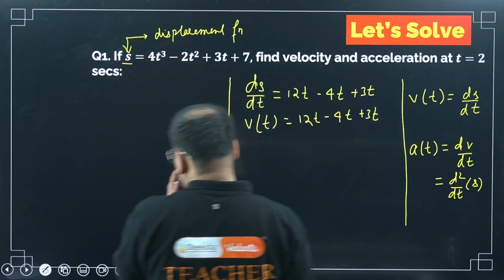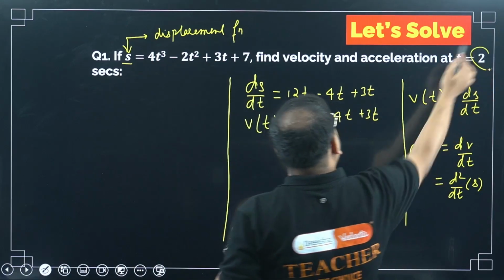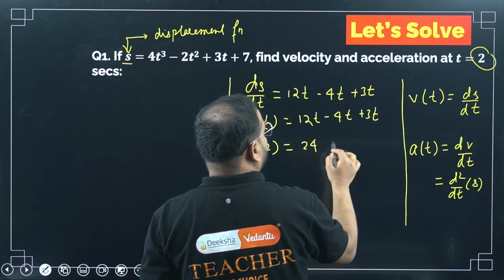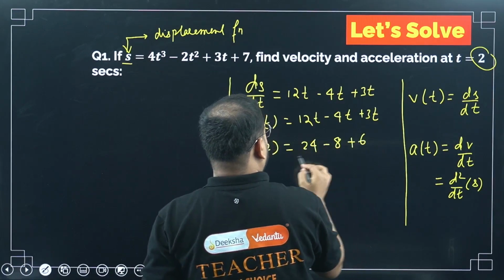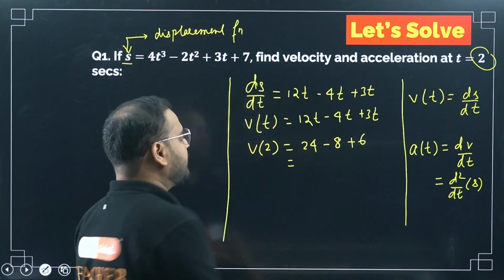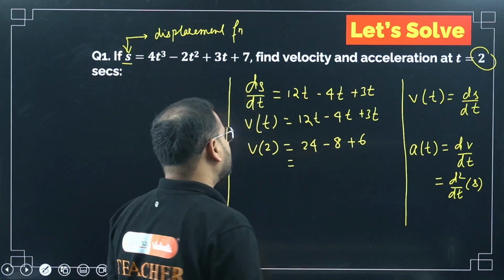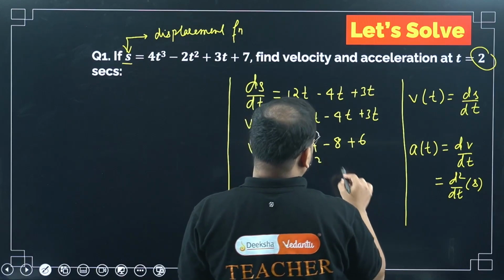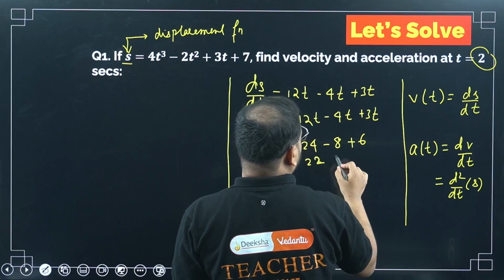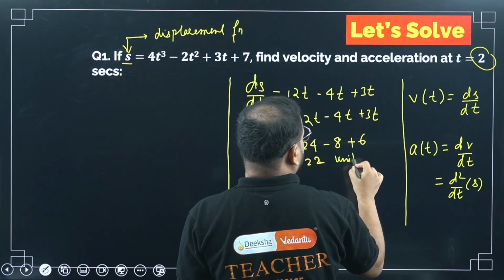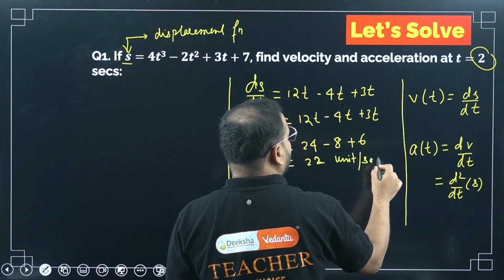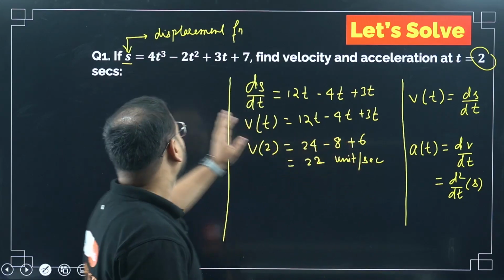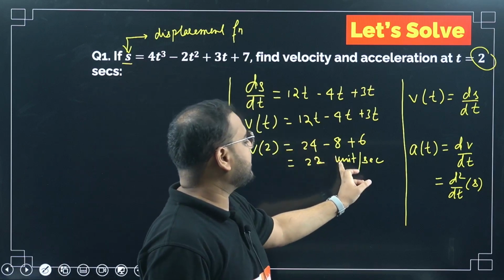I am looking to find the velocity when it is 2 seconds. So let me just put it here. Velocity at 2 seconds would be given by 48 minus 8 plus 3. How much is that? Answer is 43. What is the unit? There's no unit given here, so I can simply write unit per second. If you want to take meter per second or centimeter per second, whatever it is given. There's no unit given here, so I'm taking it as unit per second.